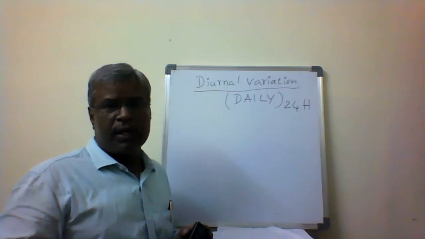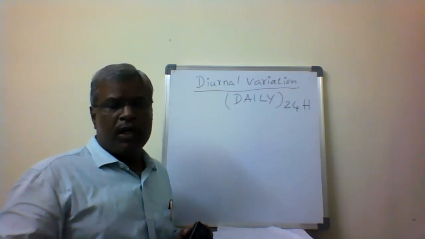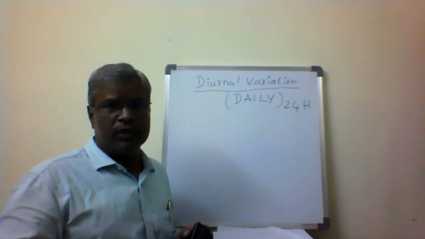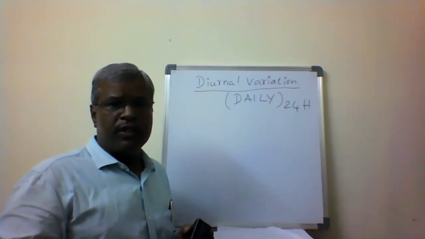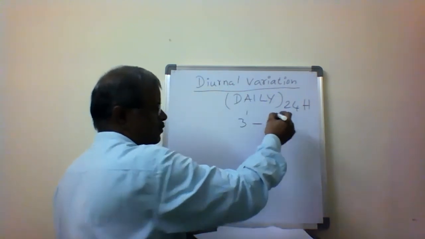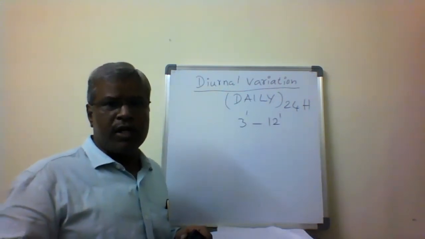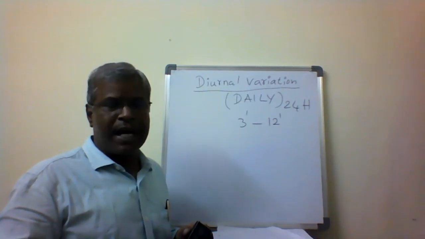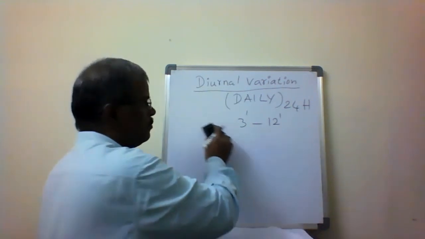So the variation occurs in the declination, and we call it daily variation in 24 hours. Every 24 hours, this is going to vary from 3 minutes to 12 minutes. So the magnitude of the variation of declination is 3 minutes to 12 minutes for every 24 hours. That is what we call diurnal variation or daily variation.